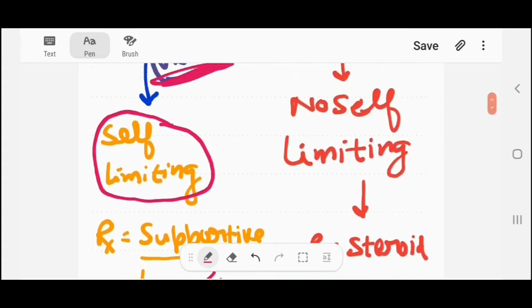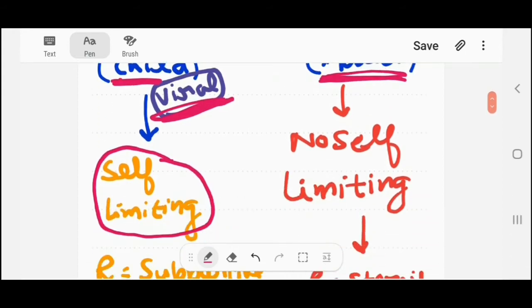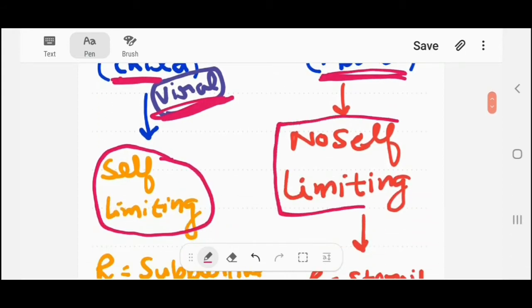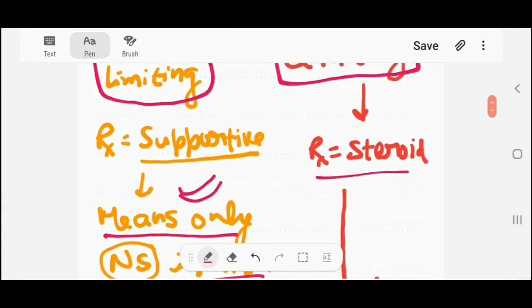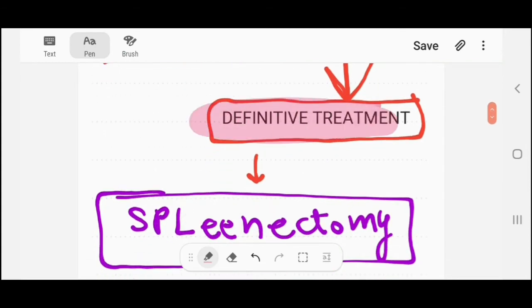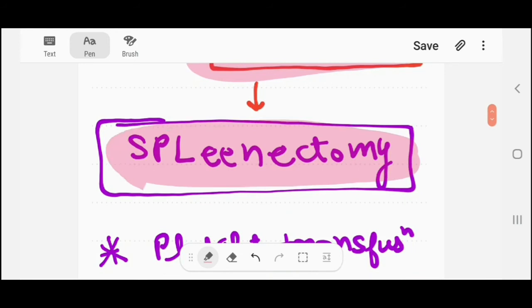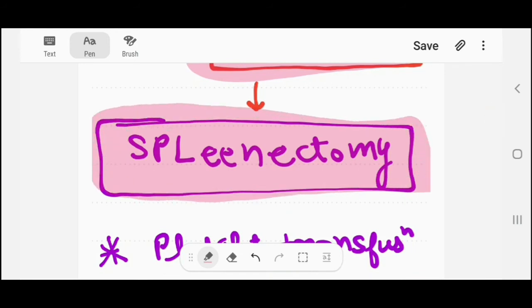But in chronic immune thrombocytopenic purpura, this condition is not self-limiting. So we will give steroids, because as there are antibodies against platelets, steroids can be helpful in this condition. But if someone asks you what is the definitive treatment for this, the definitive treatment is splenectomy. This is very important, guys.